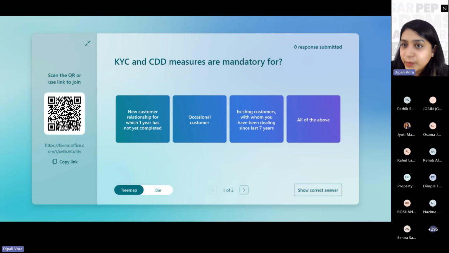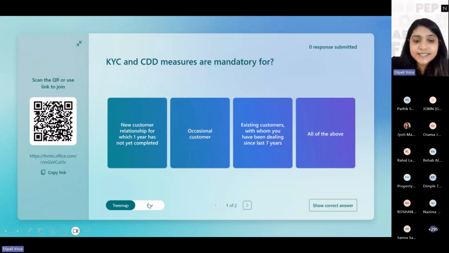So again, there's a quiz. If you can just scan the QR code, we will see.